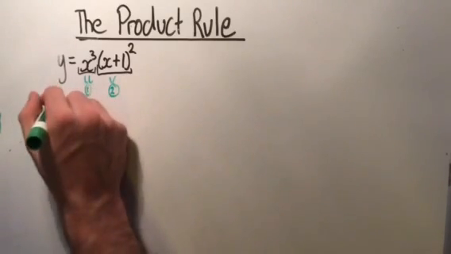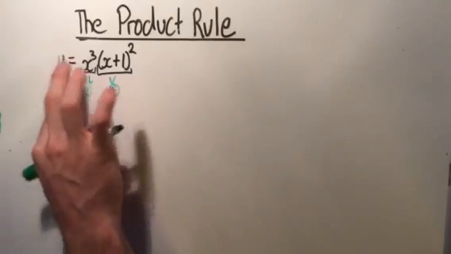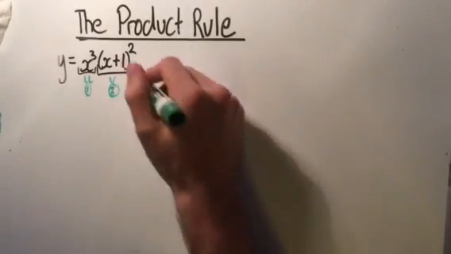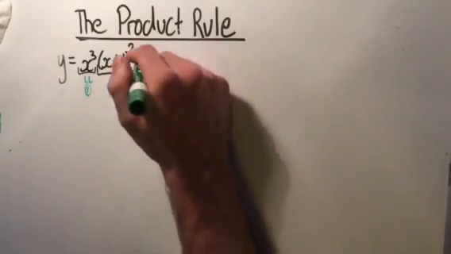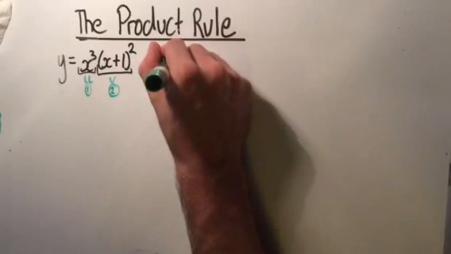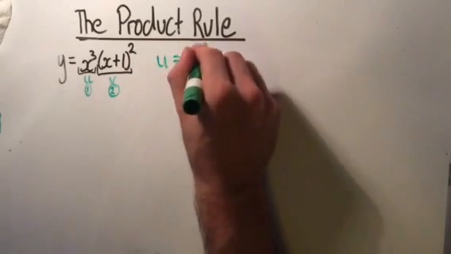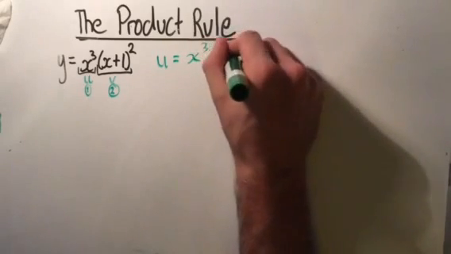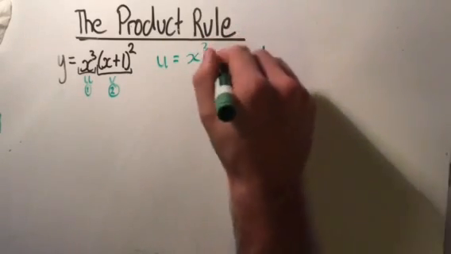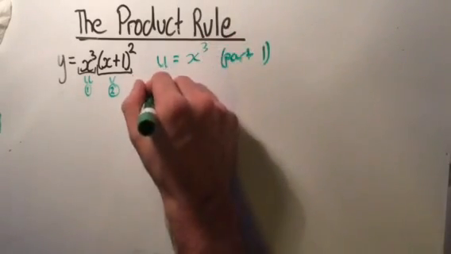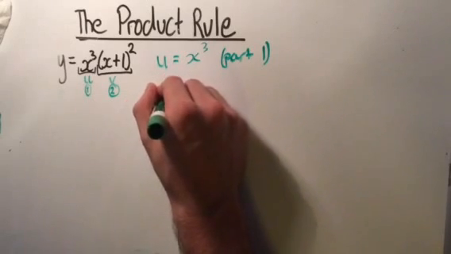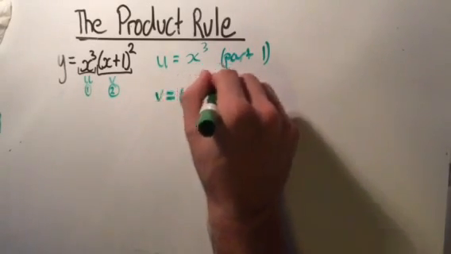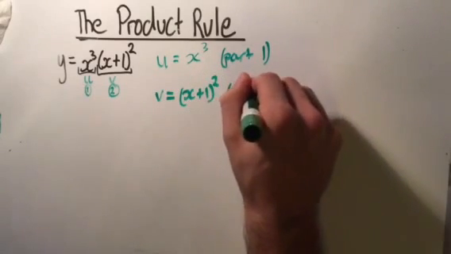So I'm going to take u here and write, or I'm going to do it next to it, and write u equals x cubed. We can see that that is just our first part. So you get part 1 here. And then I get down here, I'm going to leave a bit of space up there. I'm going to get v equals (x plus 1) squared. Now that was part 2.